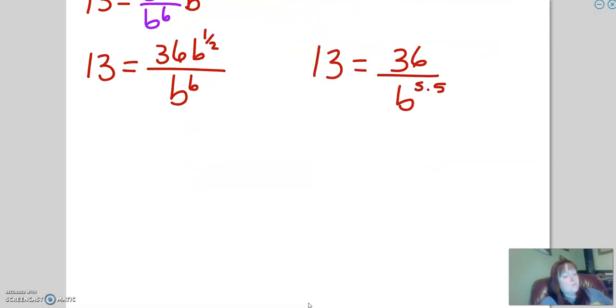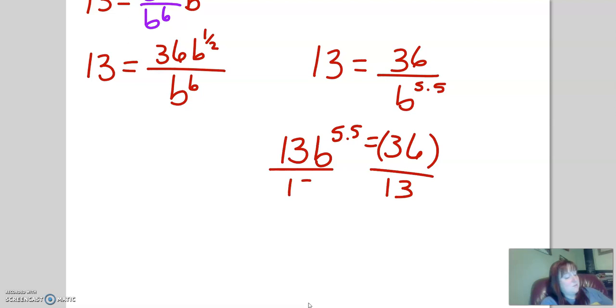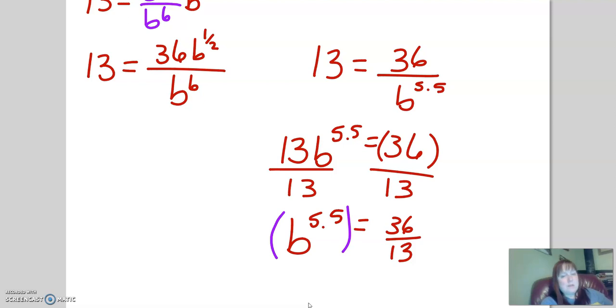Okay, so now we can multiply both sides by b to the 5.5. So I have 13b to the 5.5 equals 36. Then I'm going to divide by 13. I get b to the 5.5 equals 36 over 13. And now I've got to undo that exponent, and you're all like, I have no idea how to undo this exponent. Well, what would we need to multiply 5.5 by to get to 1? Well, the reciprocal. So we can multiply that by 1 over 5.5. And then those would become 1, and we just get b, right?